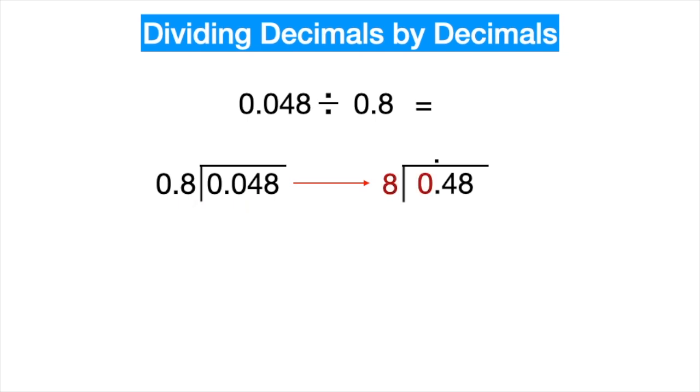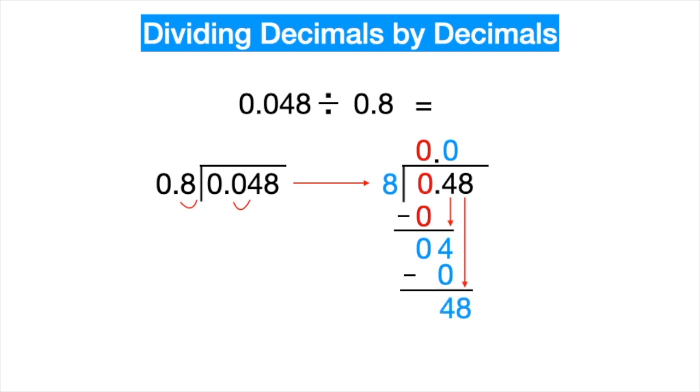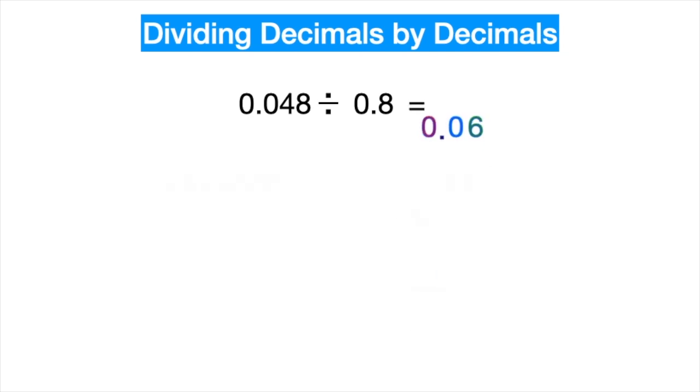and 8 goes into 0 zero times, and 0 times 8 is 0. 0 minus 0, that's 0. So we bring down the 4. 8 goes into 4 zero times. 0 times 8 is 0. So we carry out the subtraction, we get 4, and then we bring down the 8. 8 goes into 48 how many times? That's 6 times, because 6 times 8 is 48, and 48 minus 48, that's 0. So 0.06 is our quotient.